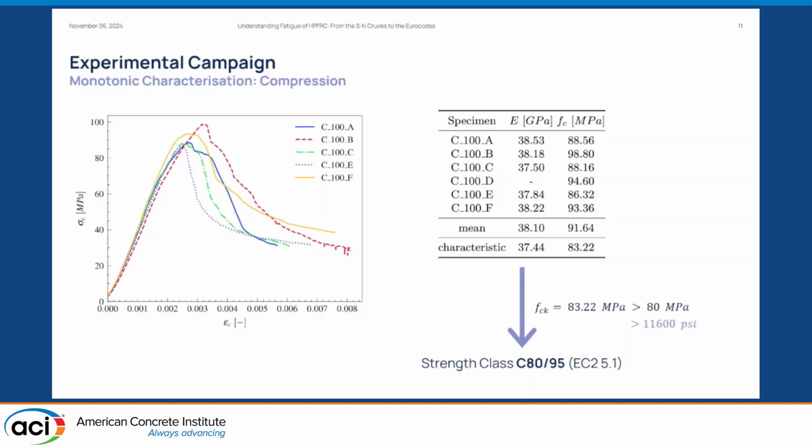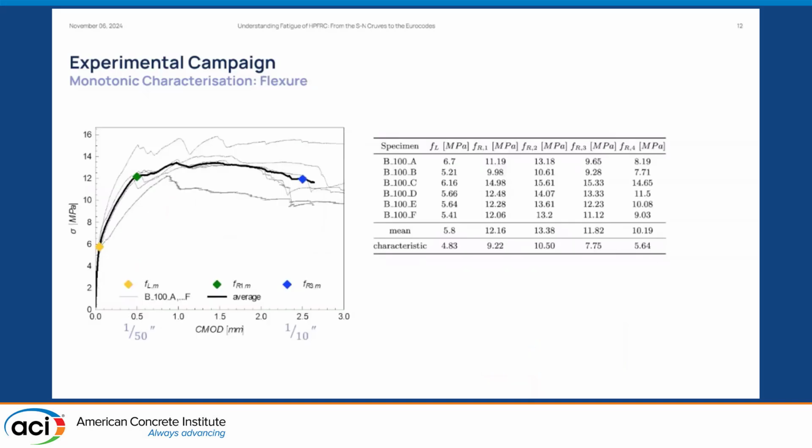We then did the same for flexure. So here we were interested in obtaining some key parameters. These are the limit of proportionality, and also the strengths called FR1 and FR3 here in green and blue, which are the strengths obtained for a crack mouth opening displacement, CMOD in short, of 0.5 millimeters and 2.5 millimeters.